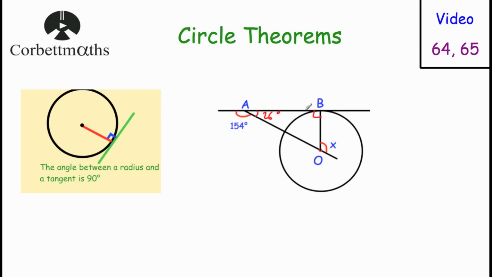Next, we've got a triangle. We've got 90 degrees and 26 degrees. If we add those together, we get 116 degrees. So 180 minus 116 degrees equals 64 degrees. So that's 64 degrees there. And then finally, we have a straight line here. So if we do 180 minus 64, that's equal to 116 degrees. So that means that x equals 116 degrees, and that's it. So the radius and the tangent will meet at 90 degrees.